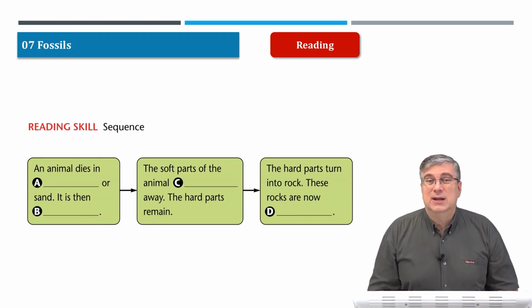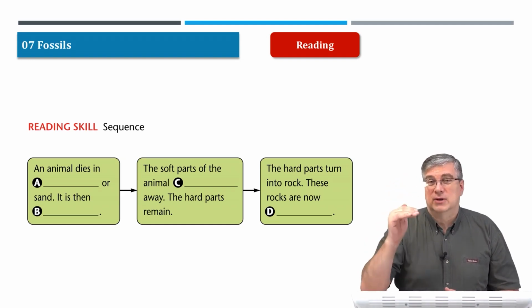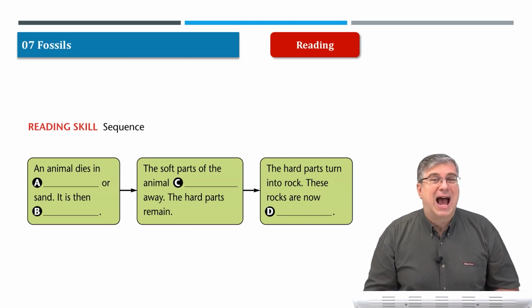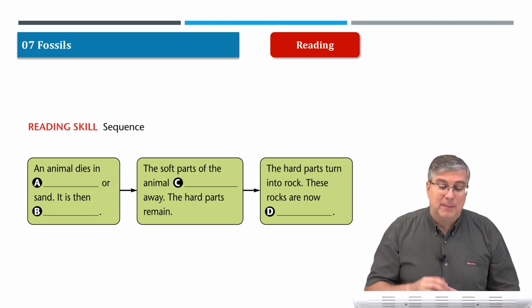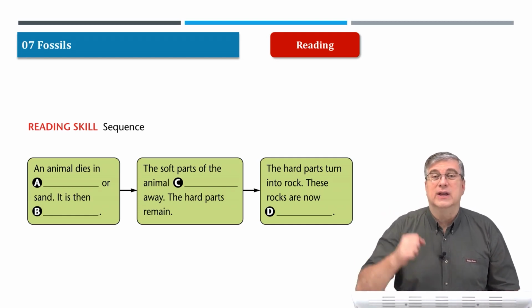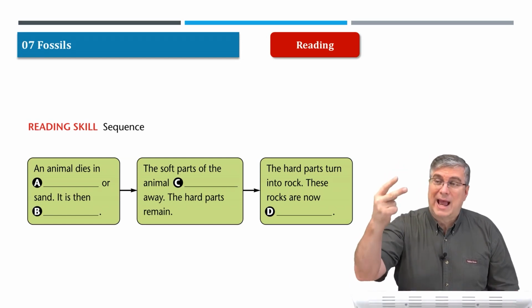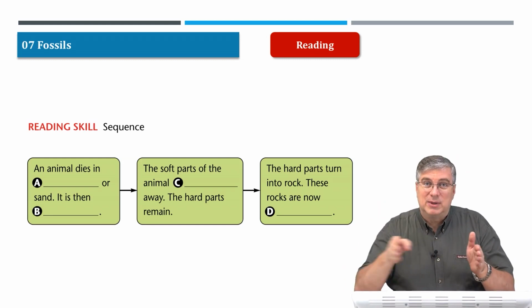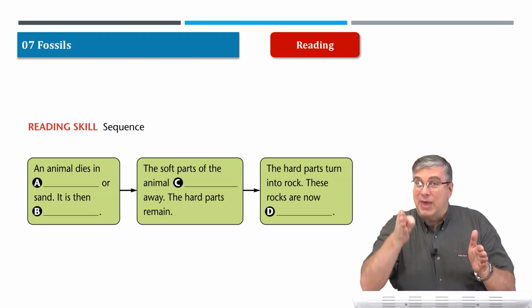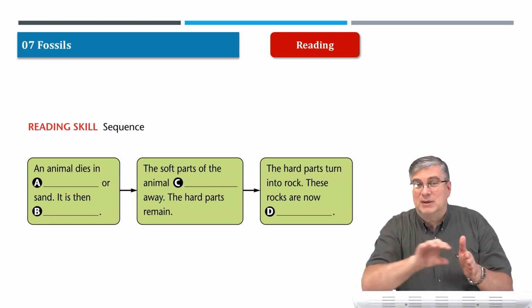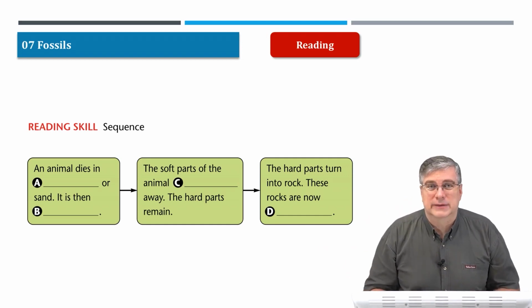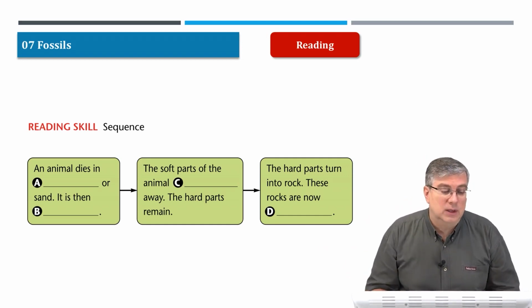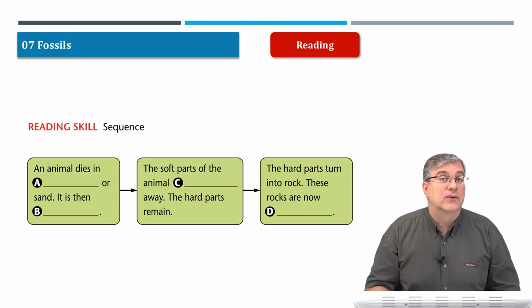The reading skill is sequence. Now remember, before I told you about what happens first, second, third, when we talked about how fossils form. Basically this is the same idea, sequence. What happens first? What happens second? What happens third, right? Across a timeline. First this happens, then this happens, then this happens. That is a sequence. Okay, so let's go over this sequence and remember the words from the reading.